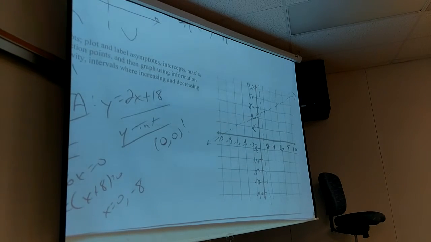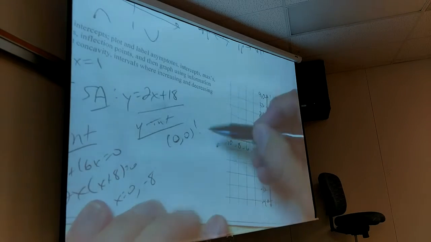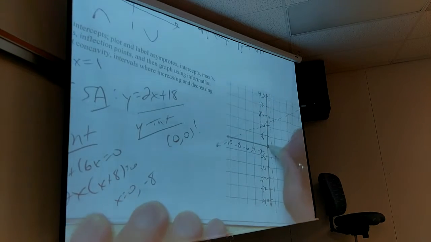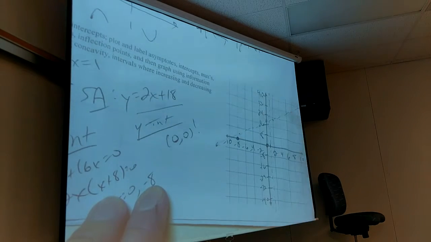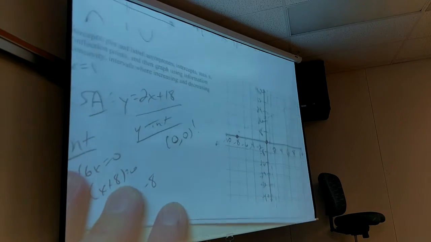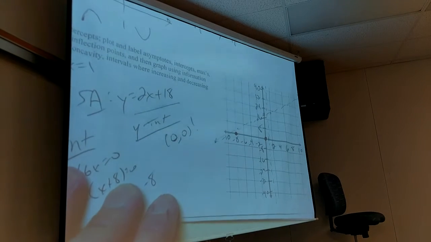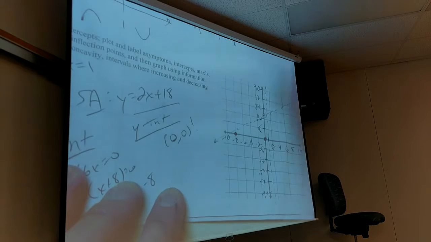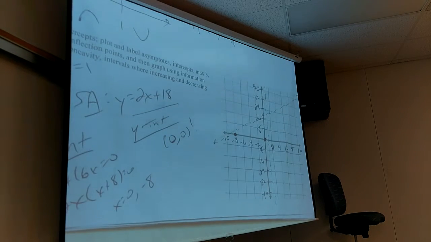Okay, what do I put next? We kind of work backwards normally. I put my intercepts, 0, 0 and -8, 0. I like it. Inflection point, it's really not. The asymptote is going to be where it changes. So I don't really have an inflection point to worry about.